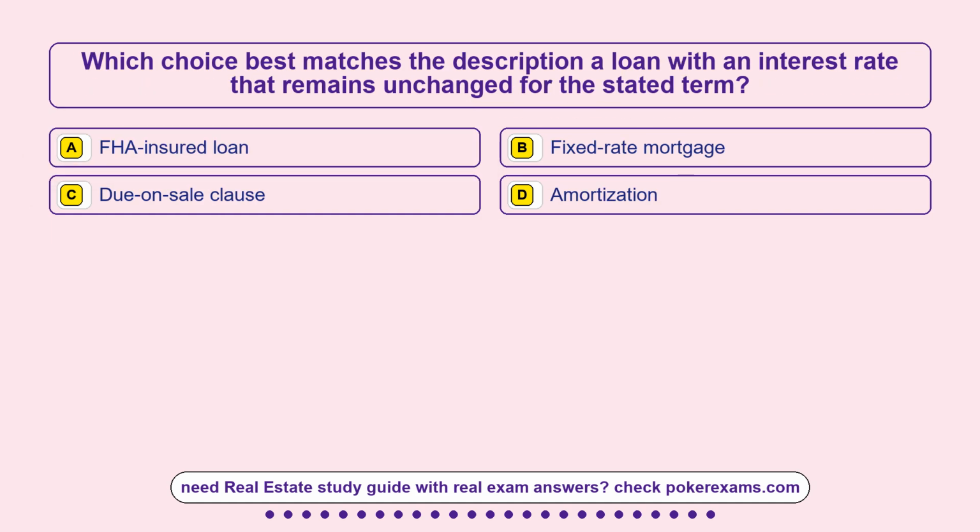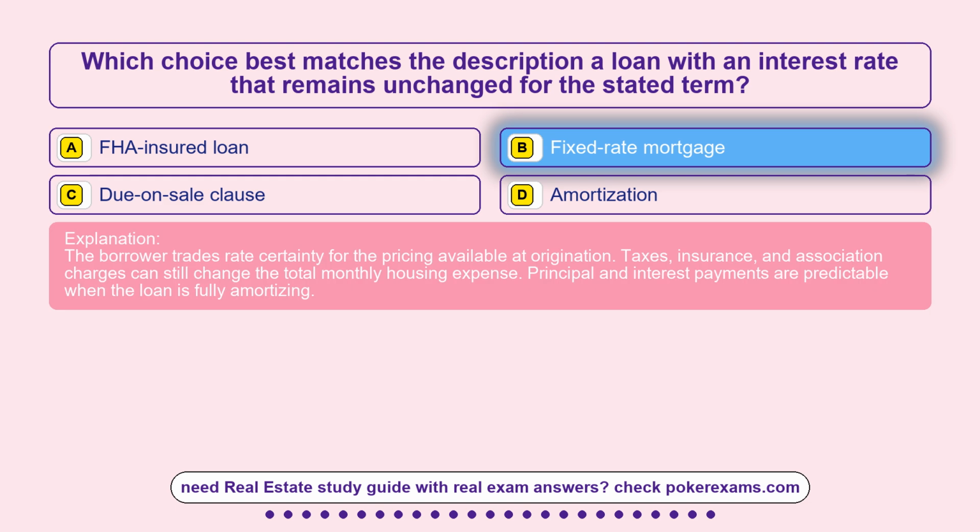Question 11. Which choice best matches the description: a loan with an interest rate that remains unchanged for the stated term? Option A, FHA-insured loan. Option B, fixed-rate mortgage. Option C, a due-on-sale clause. Option D, amortization. The correct answer is option B, fixed-rate mortgage. The borrower trades rate certainty for the pricing available at origination. Taxes, insurance, and association charges can still change the total monthly housing expense. Principal and interest payments are predictable when the loan is fully amortizing.